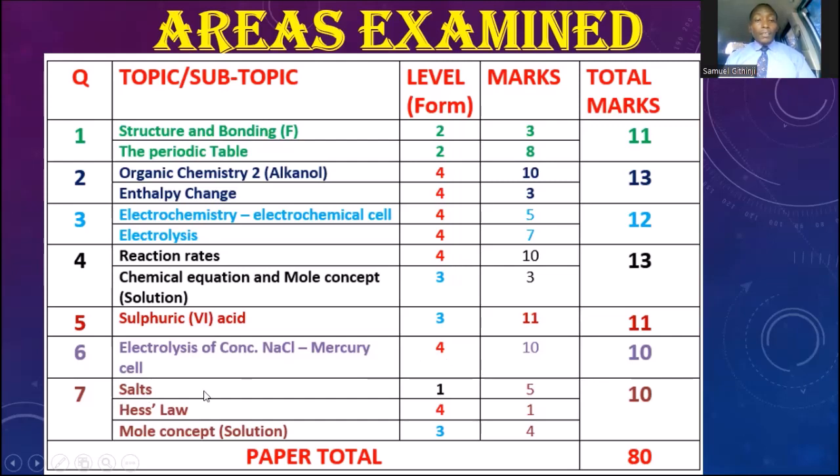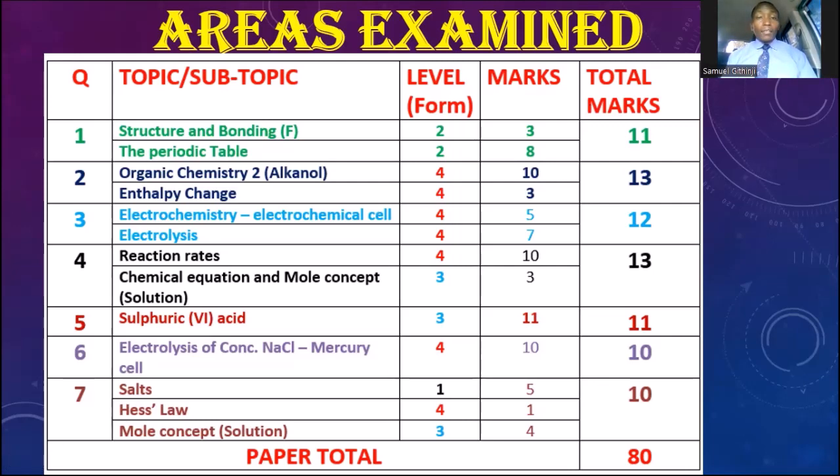Then you can see question 7, just a question there from salts, form 1. Basically, I think it's salts. Then Hess's law, mole concept. Those are just form 4 and form 3 there. Well, looking at the question, that's how the paper looked like.